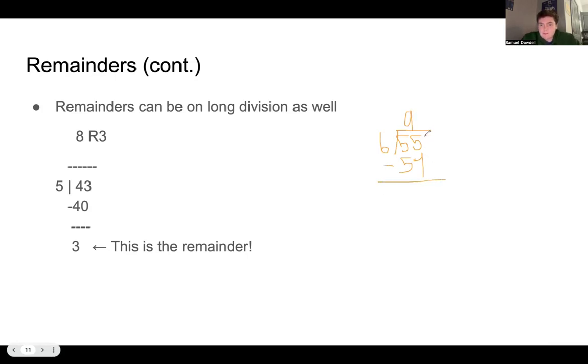After you subtract, we get 1. That means our remainder is 1. So our answer of 55 divided by 6 is 9 with a remainder of 1. So you can do it with pretty much anything. We could have done it with a bigger number, but we're not going to.